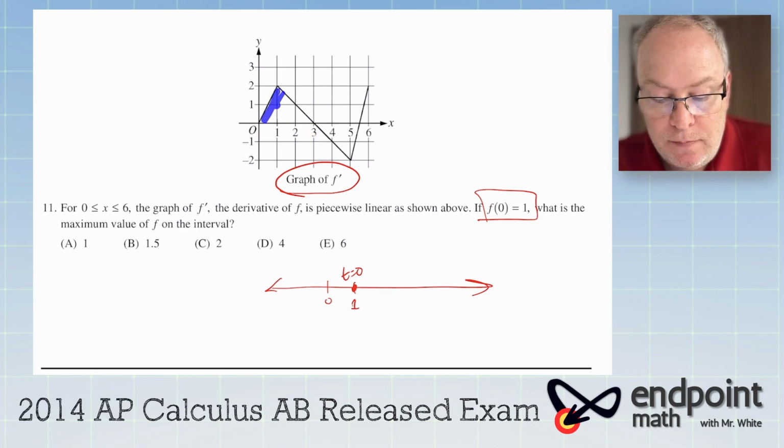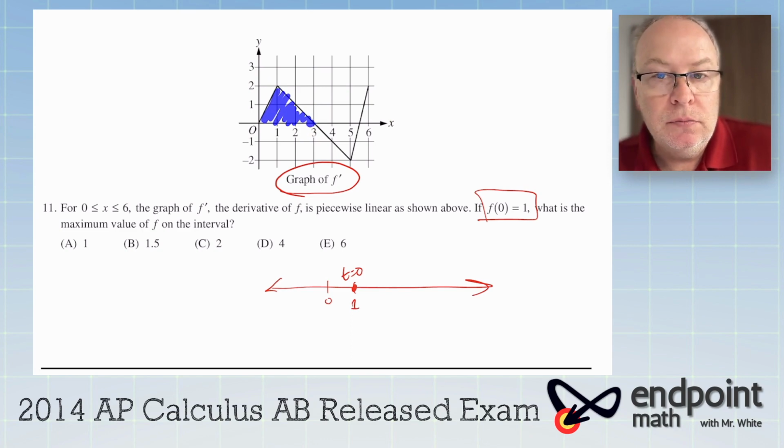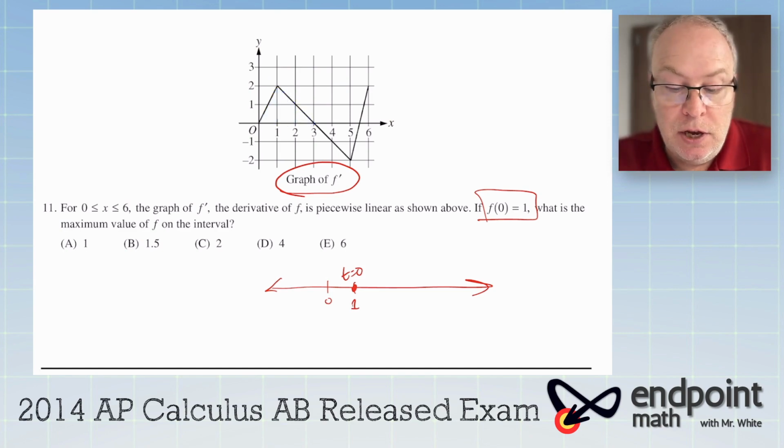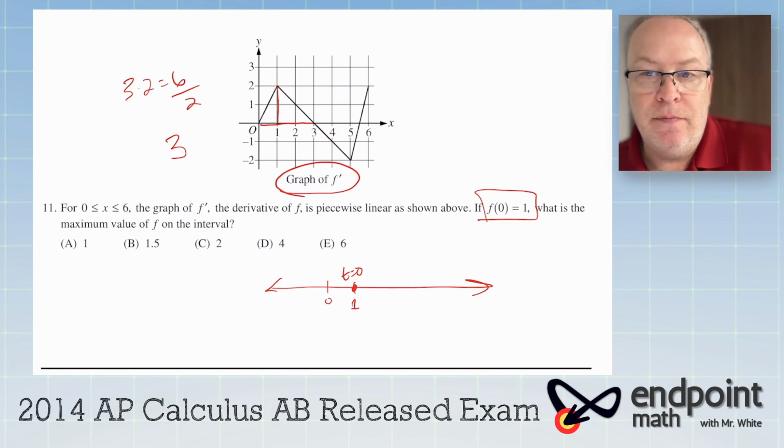And here's one of the tricks. One of the ways to do this is to find the area of that triangle. Find the area of that triangle, and that's going to be your net change. The total change is the area under there. Well, the base here is 3. The height is 2. So 3 times 2 is 6, and then of course you have to divide it by 2 because it's a triangle. So we get a net change of 3.